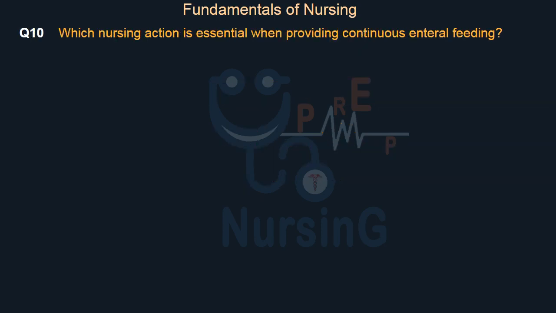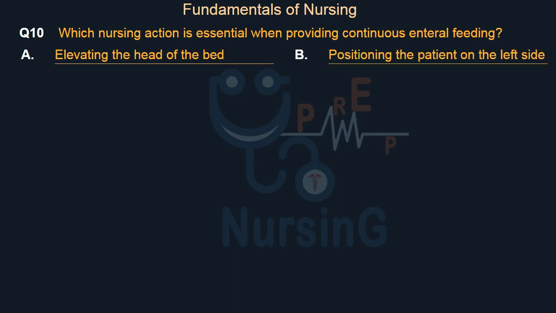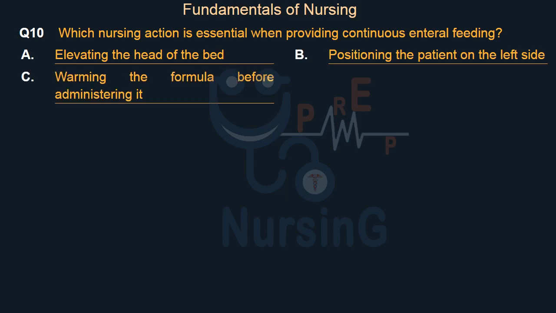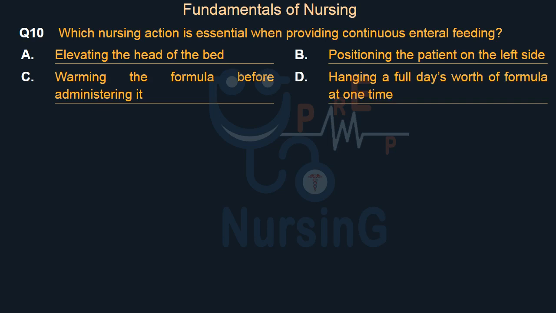Which nursing action is essential when providing continuous enteral feeding? Option A. Elevating the head of the bed. Option B. Positioning the patient on the left side. Option C. Warming the formula before administering it. Option D. Hanging a full day's worth of formula at one time.